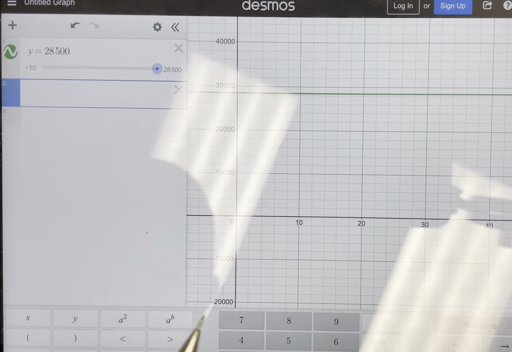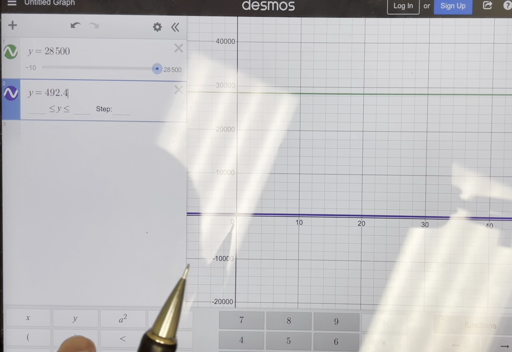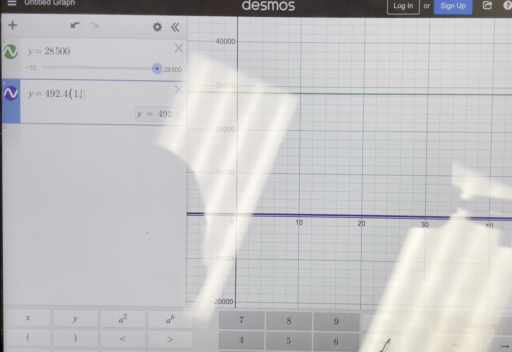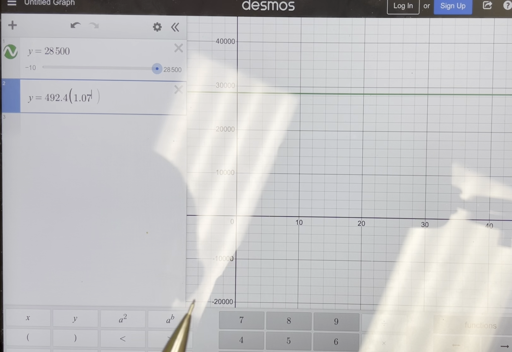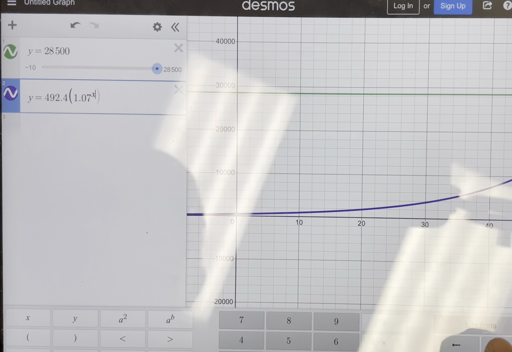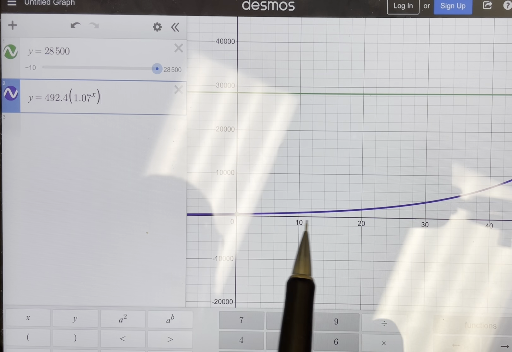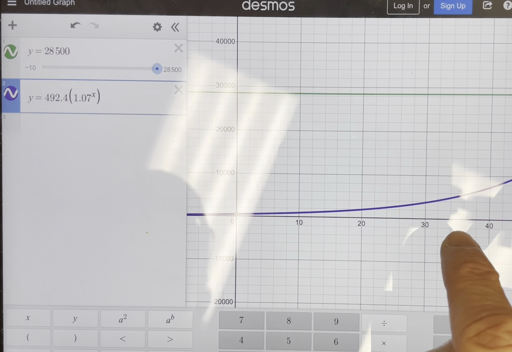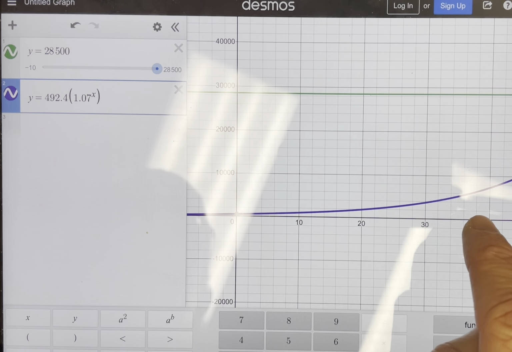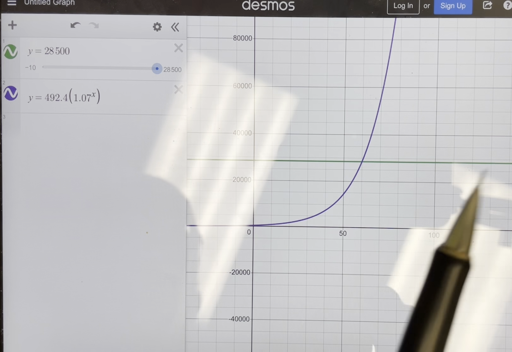And the left side is y equals 492.4, and then open parenthesis, 1.07 raised to the x, and then I'll close my parenthesis. And you can see that in the purple in my case, there's the exponential growth function taking place. And it looks like they're going to meet. There they go. There's my intersection point right there.